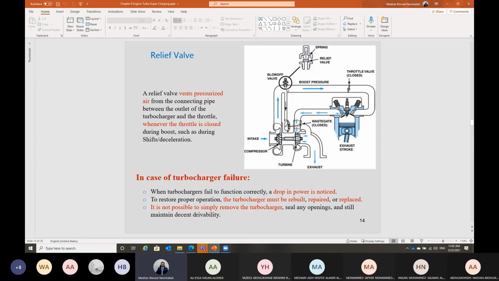So in this case, we can use a kind of blow-off valve, we call it a relief valve. The idea of the relief valve is that we have a piston or a valve, and this valve is held by a spring. So when the pressure below this valve is high enough to overcome the spring force, it can raise the valve, and part of the air will leave the engine.